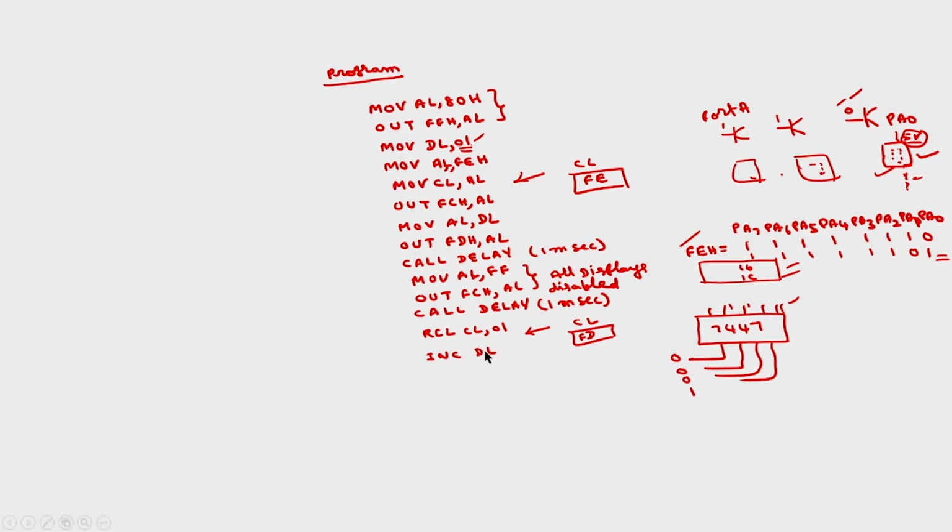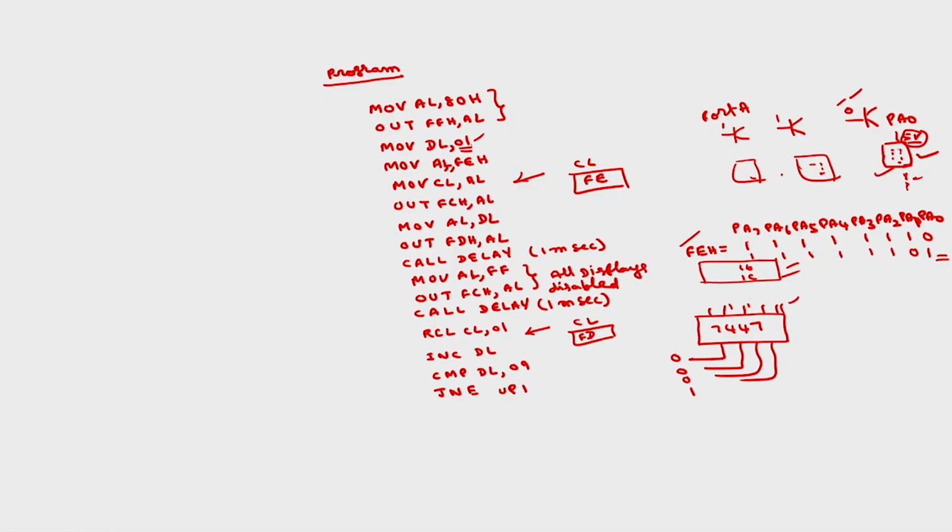Totally, the number of digits we have to display is 8. So we have to compare with 9. Yesterday also I used this logic: compare DL comma 09. Jump not equal means up to 8, this not equal will be true, so it will go to UP1.